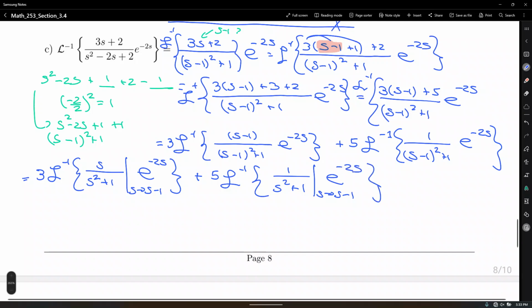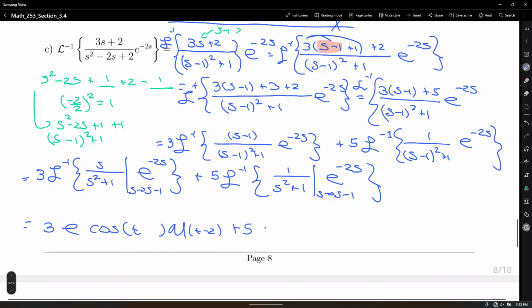At this point we're ready to find the inverse transform. Do you see them? These are simply cosine in the first one and sine in the second one. Check this out. This will be 3 e to the t, and then cosine of t. I'm going to close parentheses, and then what else? Some unit step function at, where's the 2? Yeah, at 2.